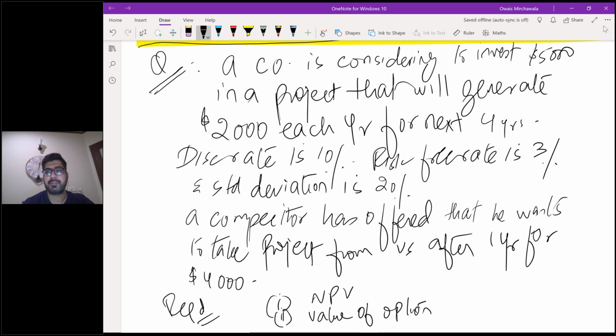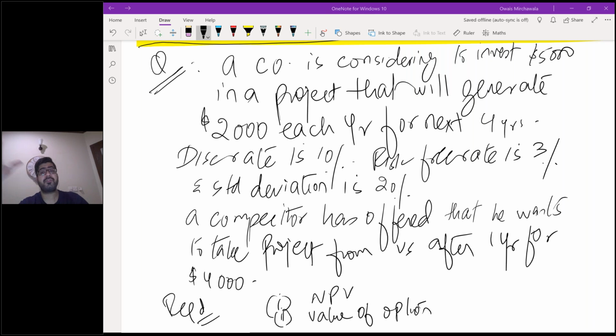Okay, have a look at this question, please. Just to get an idea of how things work. A company is considering to invest $5,000 in a project that will generate $2,000 each year for the next 4 years. Now, this is very simple because NPV, you have done difficult questions as well. Discount rate 10%. Risk-free rate is 3%. Standard deviation is 20%.